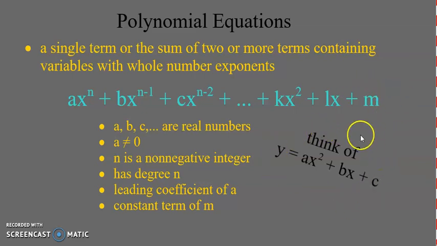We can think of a basic example like y equals ax squared plus bx plus c. That's just standard form or general form for a quadratic function. And it looks kind of similar. It just has a lot less terms.